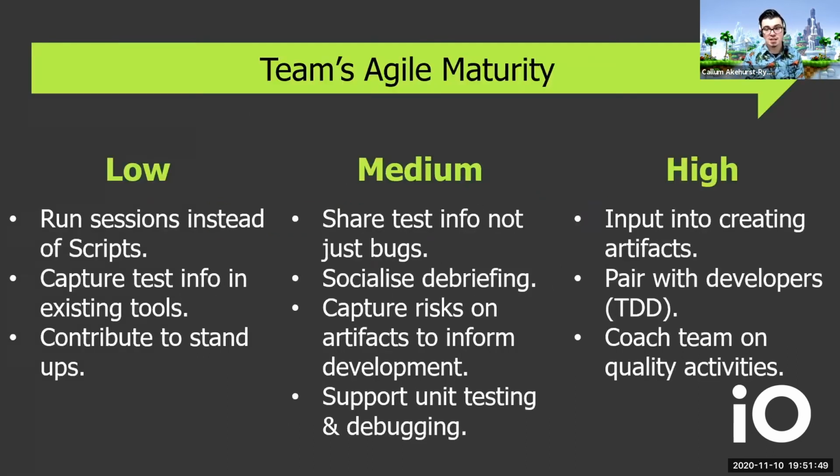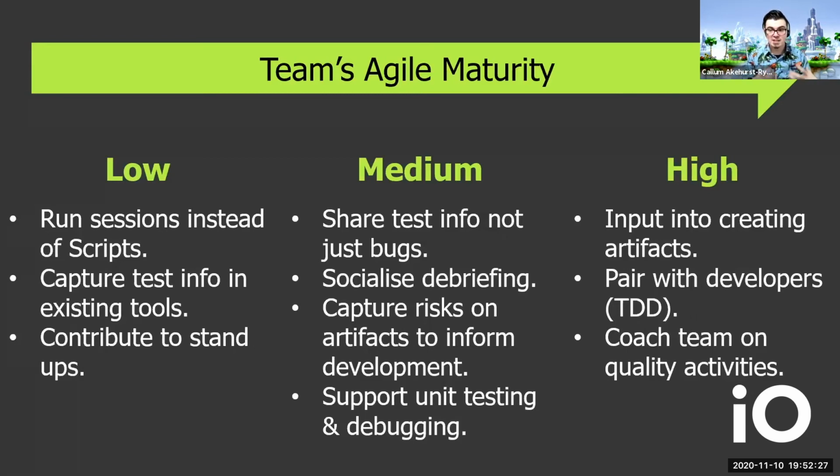So that looks different in different types of teams. If you're at a low Agile maturity, you might want to still run sessions instead of scripts. That's the only thing you're doing, really. You're using your existing test tools. Maybe you'll contribute a little bit to stand-ups, and you'll basically switch away from writing scripts and just write that high-level exploration to get started. Capture all those in Quality Center or Test Rail, but just start practicing exploring, finding information, and then turning anything you find into bugs.